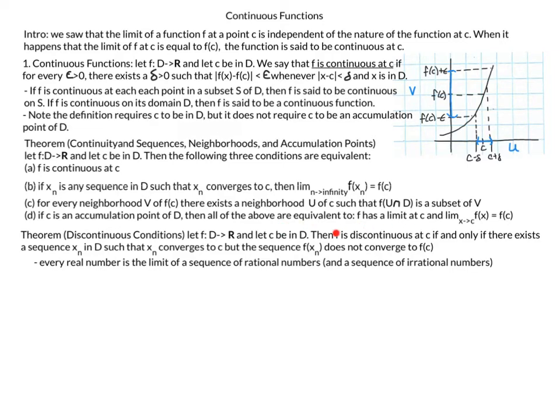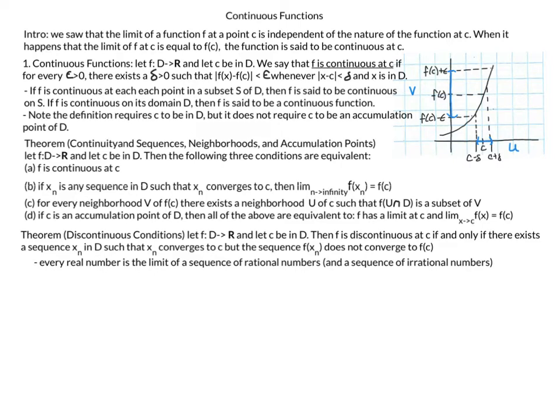Then f is discontinuous at C if and only if there exists a sequence xn in D such that xn converges to C, but the sequence f of xn does not converge to f of C. These two theorems, along with the definition of continuity, are the things you're going to use to prove continuity of a function.